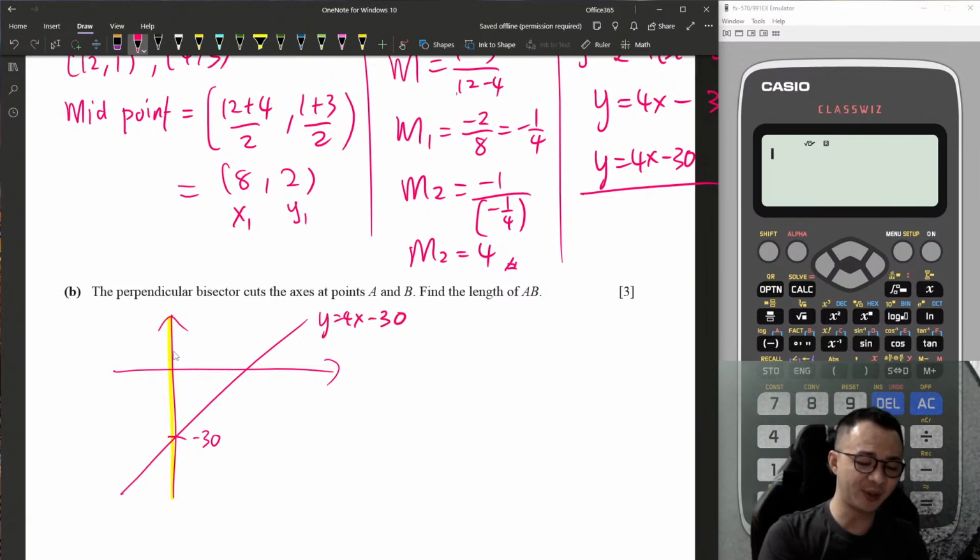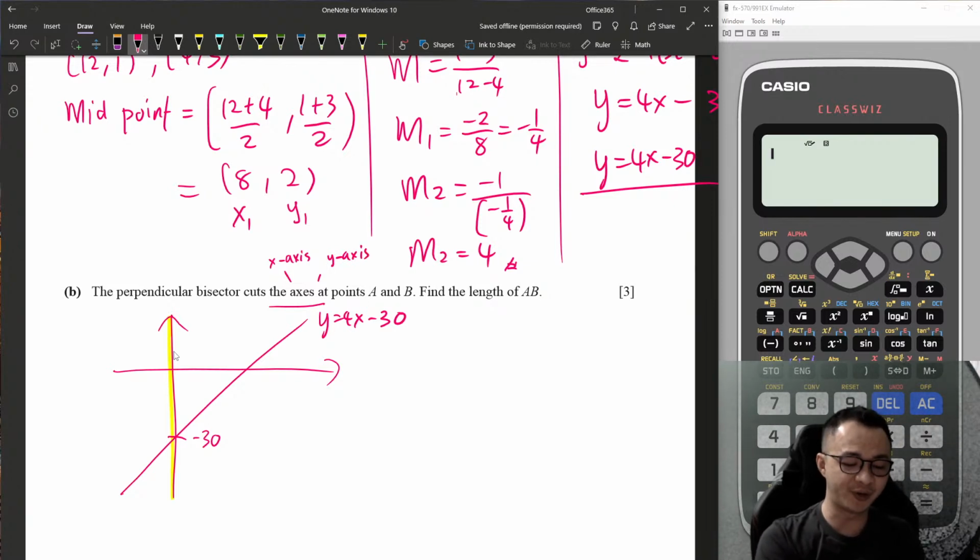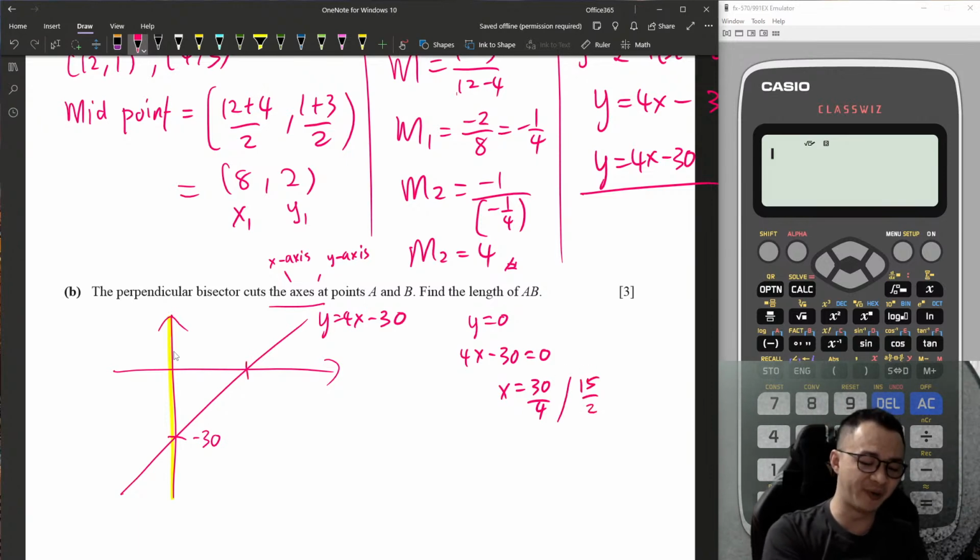So I already got my y-intercept on the y-axis, because they say cut at the axes, right? The axes here actually mean both the x-axis and the y-axis. So in order to find the x-intercept, we make y equals 0. When y equals 0, 4x minus 30 equals 0, x equals 30 over 4, which simplifies to 15 over 2, which is 7.5.